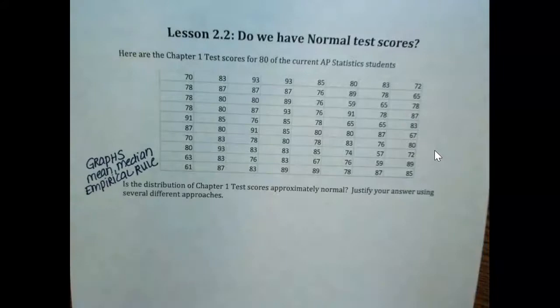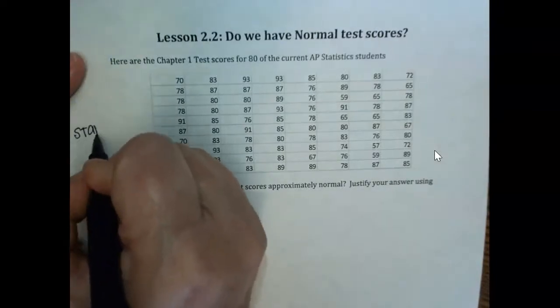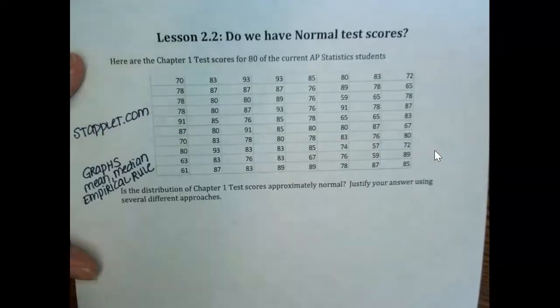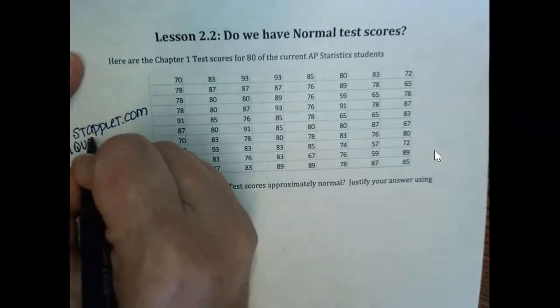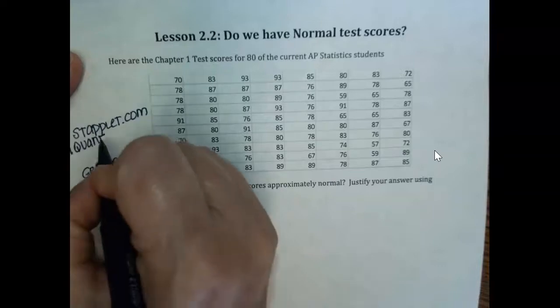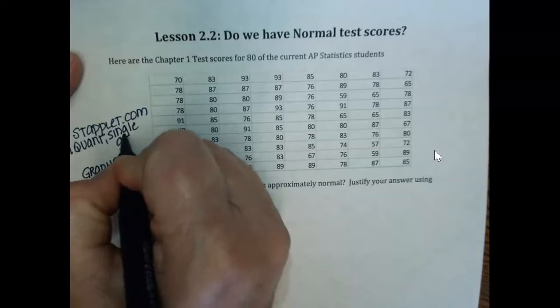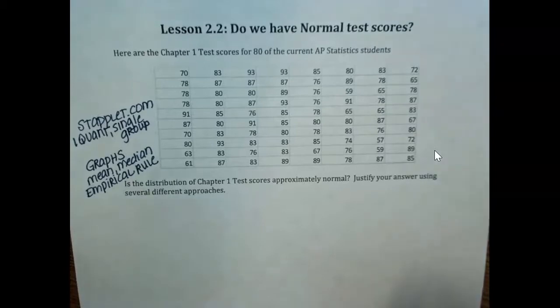If you think this will help you, you can go to Stacklet.com to input the data, and you're going to want to go to one quantitative variable, single group. If you elect to do that, especially if you don't have a calculator, it will calculate all the numbers for you. Or you can put these into your calculator and find the same information.